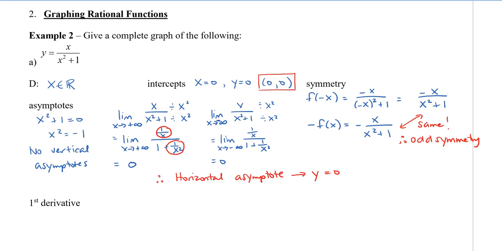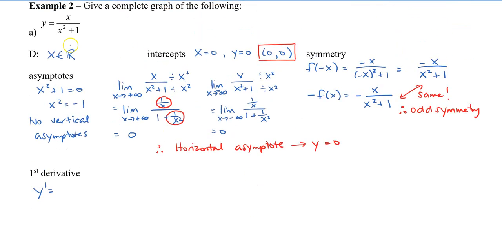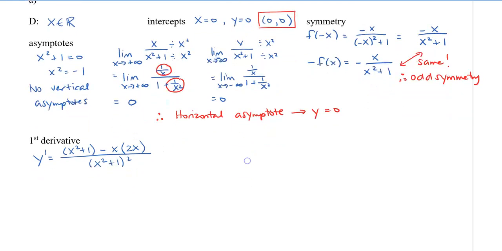All right, so now we're going to go on to the first derivative, and then we'll take a look at the second derivative to find any interesting features. So we have y prime is equal to, now we have to use the quotient rule because we have a quotient here. So the derivative of the numerator is 1, so times x squared plus 1 minus x times the derivative of the denominator, which is 2x. All of this is divided by x squared plus 1 squared. So let's simplify. So we have x squared minus 2x squared. So we have 1 minus x squared in my numerator.